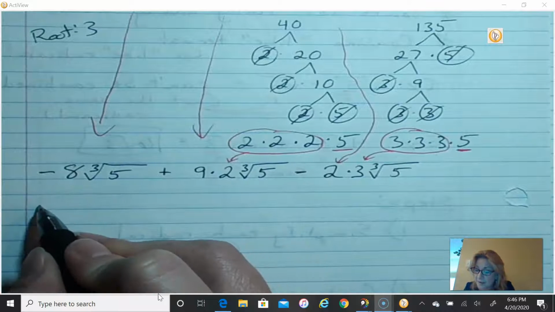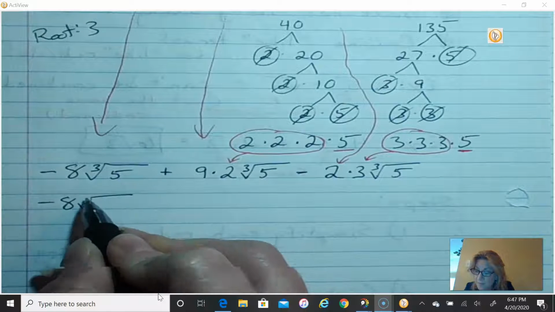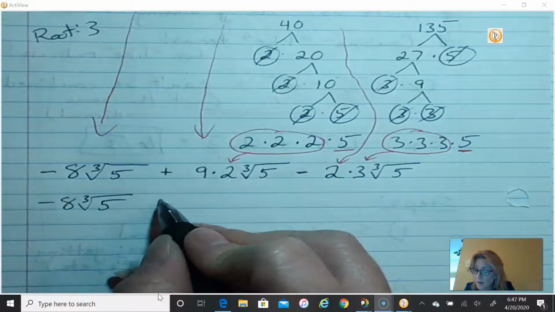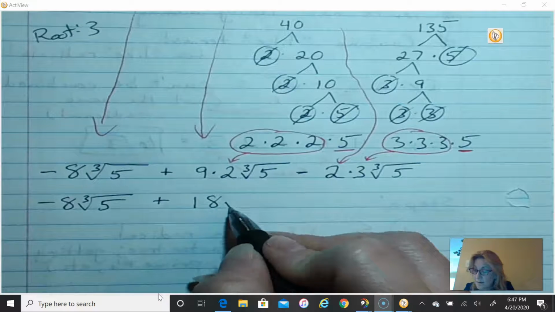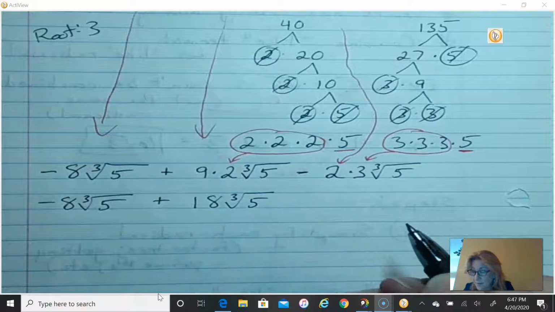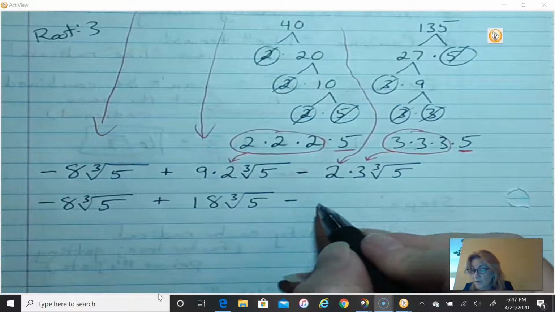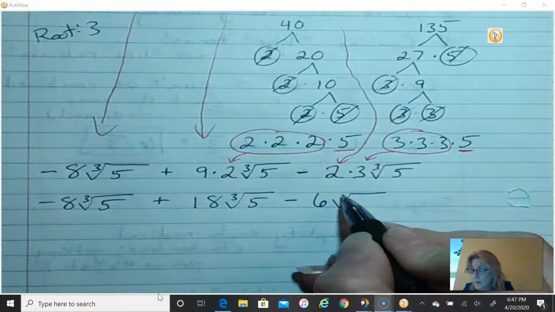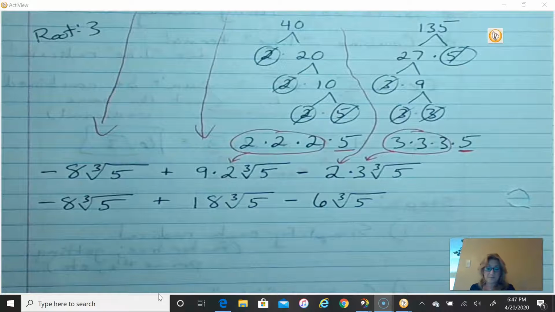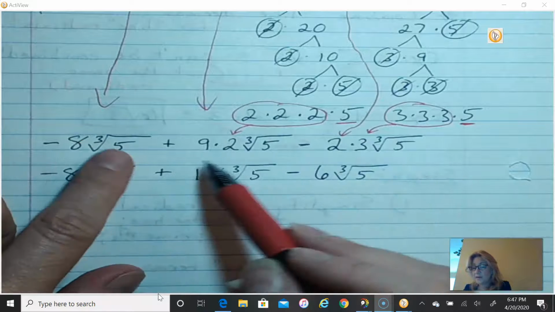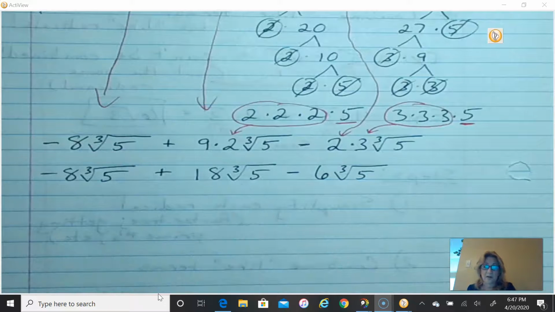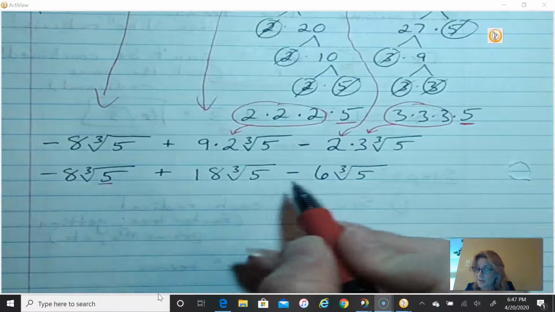This stays the same. All right, this 9 times 2, 18. And this stays the same. Minus 2 times 3, that's 6. And this stays the same. All right, remember now, step 2, we combine like terms. We've simplified. That's our simplified part. Now we combine like terms, and check this out.